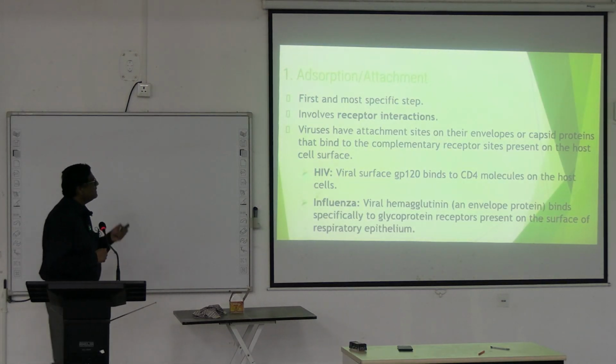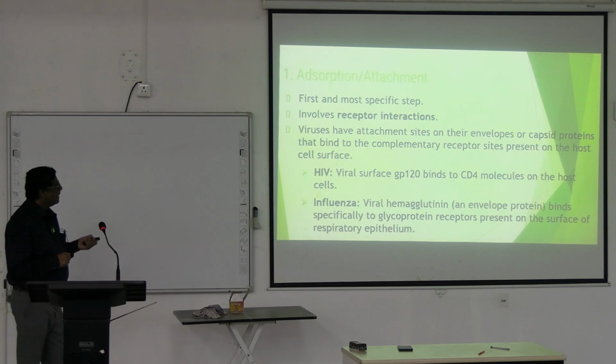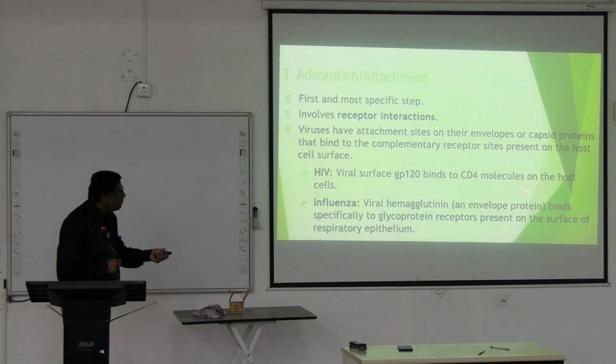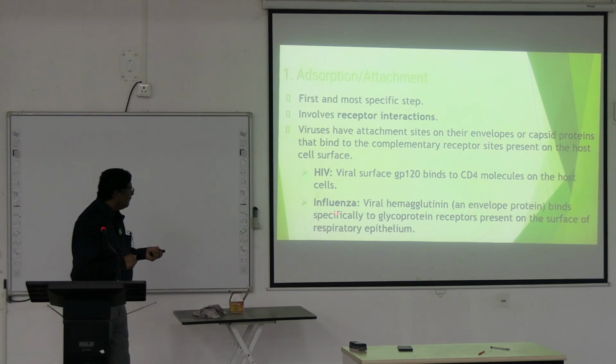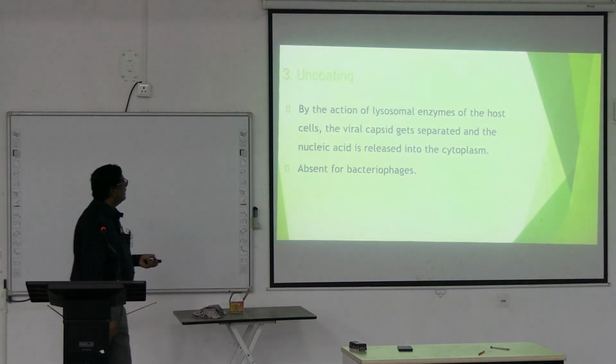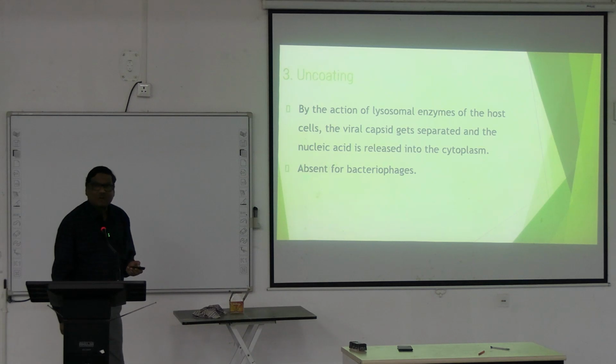The first and most specific step is attachment. In HIV, the viral surface glycoprotein 120 binds to CD4 molecules of the host cells. Influenza virus hemagglutinin and envelope protein bind specifically to glycoprotein receptors present on the surface of respiratory epithelium. Penetration: phagocytosis or viropexis, receptor-mediated endocytosis. Uncoating: by the action of lysosomal enzymes of the host cell, the viral capsid gets separated from the nucleic acid, which is released in the cytoplasm.